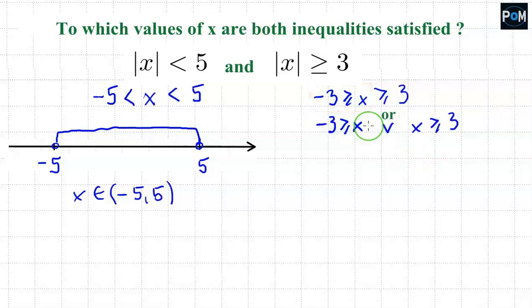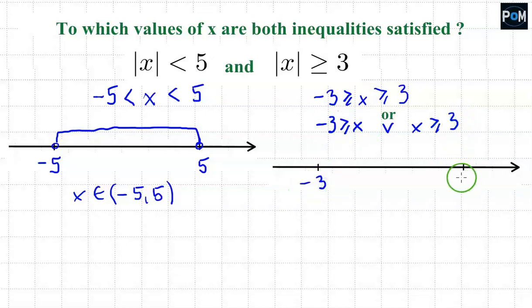We mark this on the number line. On this number line, we mark the number -3 and we mark the number 3. x should be less than or equal to -3. Less than or equal, meaning a closed circle. Less than or equal, so we go left. Here the x's are smaller.